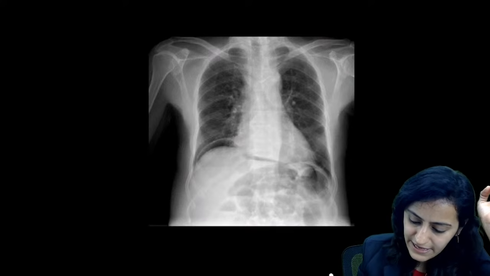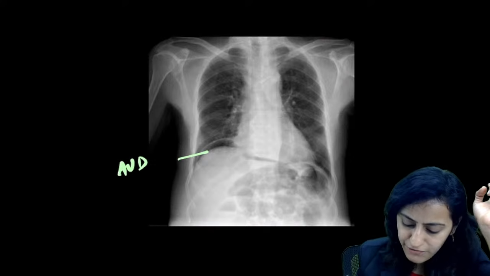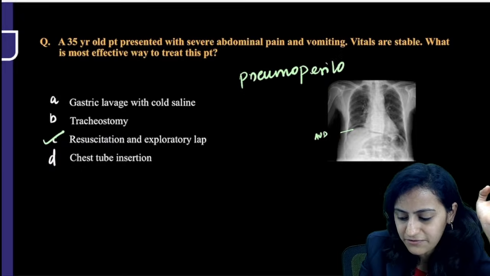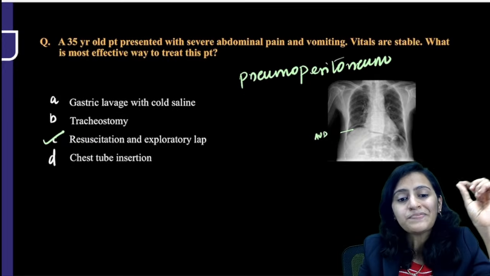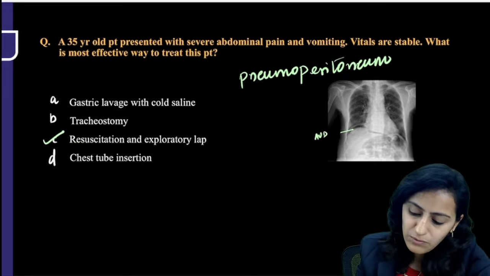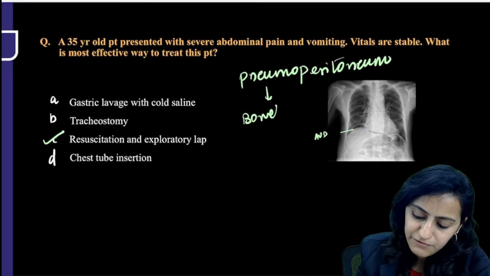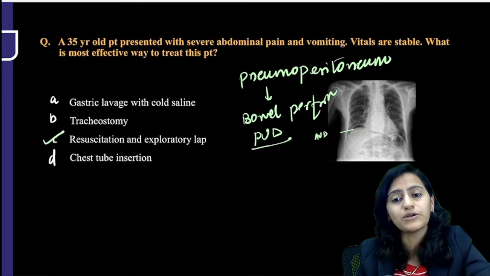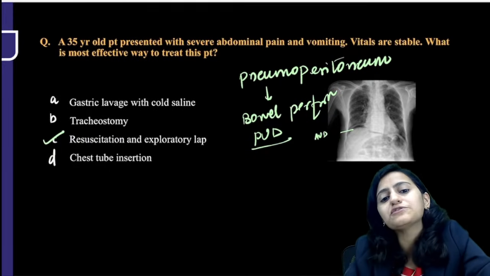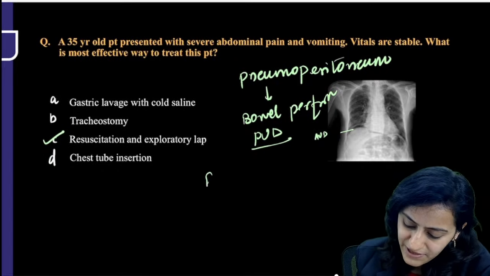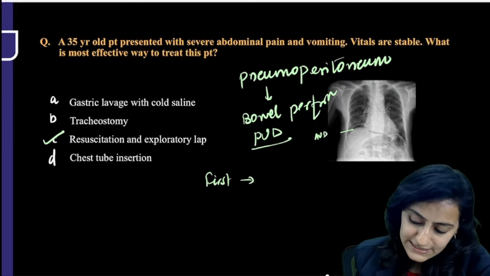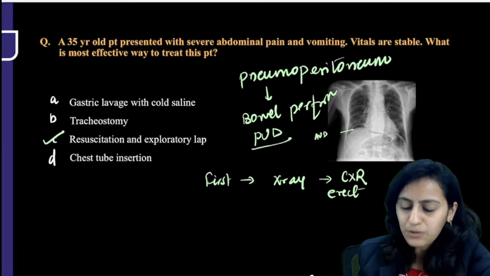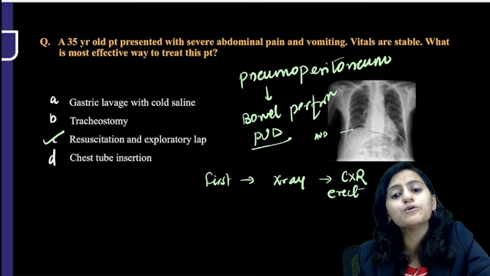Air under the diaphragm is suggestive of pneumoperitoneum. The most common cause of pneumoperitoneum is bowel perforation. You can have a history of peptic ulcer disease in the background, with the peptic ulcer perforating, leading to pneumoperitoneum. What is the first investigation that we do? X-ray. What is the best X-ray view? Remember, it is the chest X-ray erect, which is the best X-ray view for pneumoperitoneum.